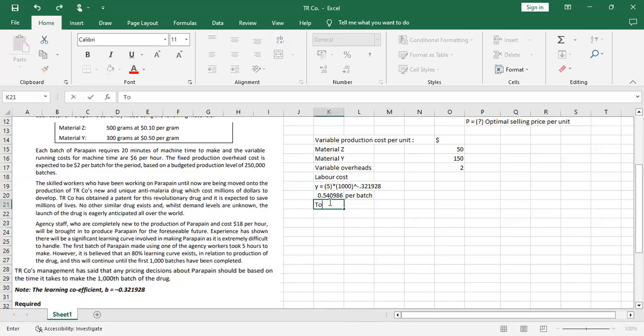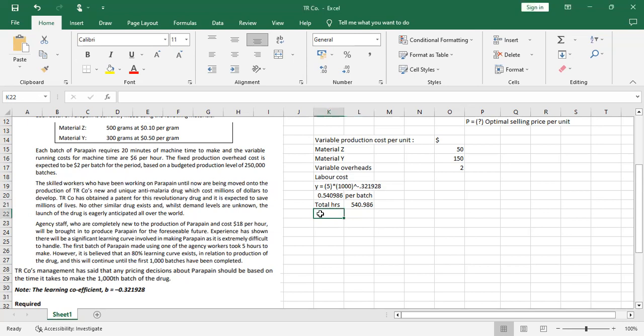Now you will calculate your total hours for 1000 batches. Total hours is equal to this multiplied by 1000. So you have total hours at the level of 1000, which are 540. Done, everyone? I hope you are solving side by side.